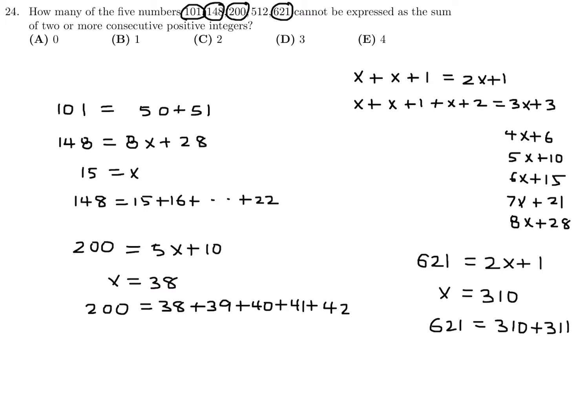Okay. So now, there's only one left. So you got a choice. Is 512 possible to write as consecutive integers or no? Well, we've already eliminated E, D, and C. If 512 can be written as consecutive integers, the answer to this question would be A. If it cannot, then the answer to this question would be B. Well, that's our task now. 512 is the big one. That's the most challenging one.